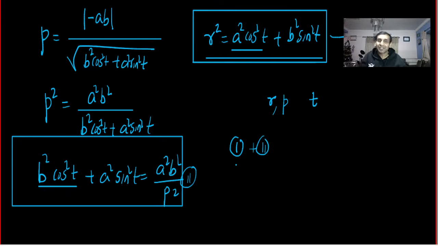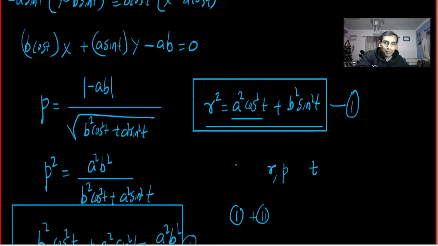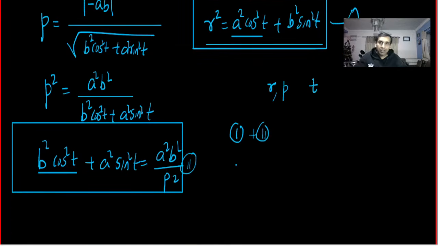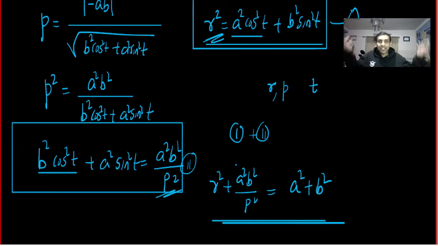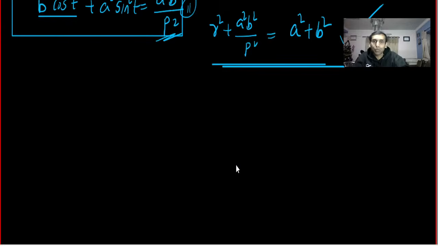Think about it. So I will get r square plus a square b square by p square. I'm adding this side and this side. And when you add the other side, you'll get a square plus b square. That's it. The pedal equation. Did I connect r and p? Yes. Did I destroy the parameter? That's it. Okay, now let's go for one more question.